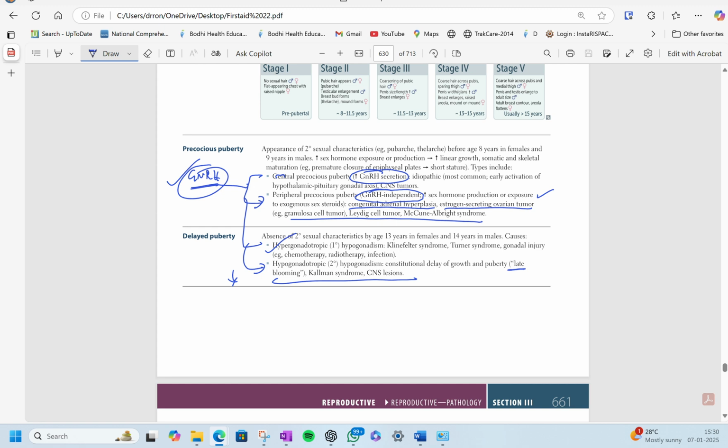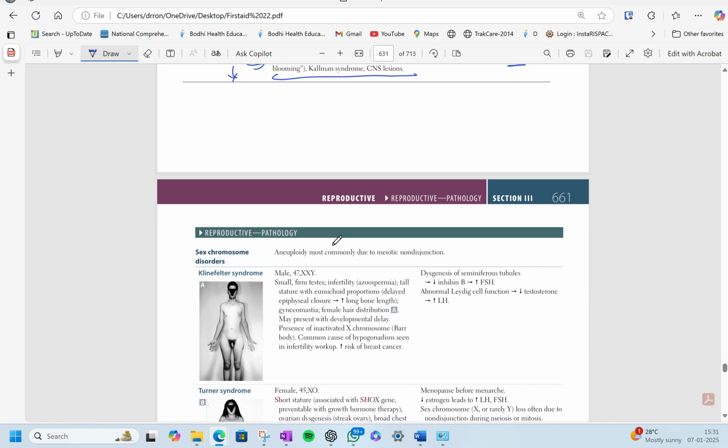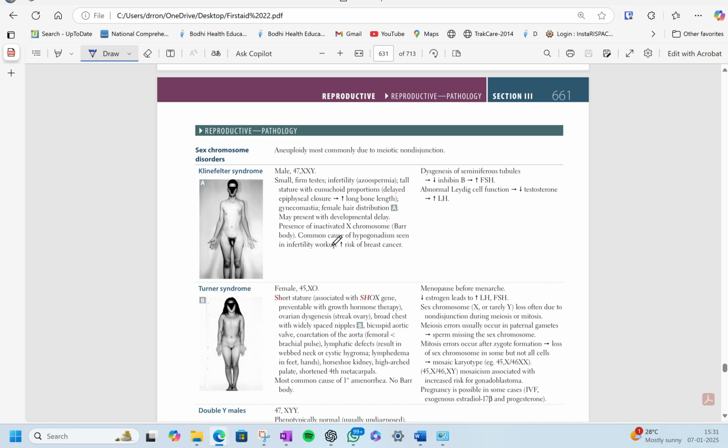And hypergonadotropic hypogonadism: Klinefelter's, Turner's, gonadal injury. So with hypogonadism there will be increased GnRH and increased hormone production. So always in any puberty or sexual development question, ask what is happening to GnRH. So let's go through each one with GnRH now.